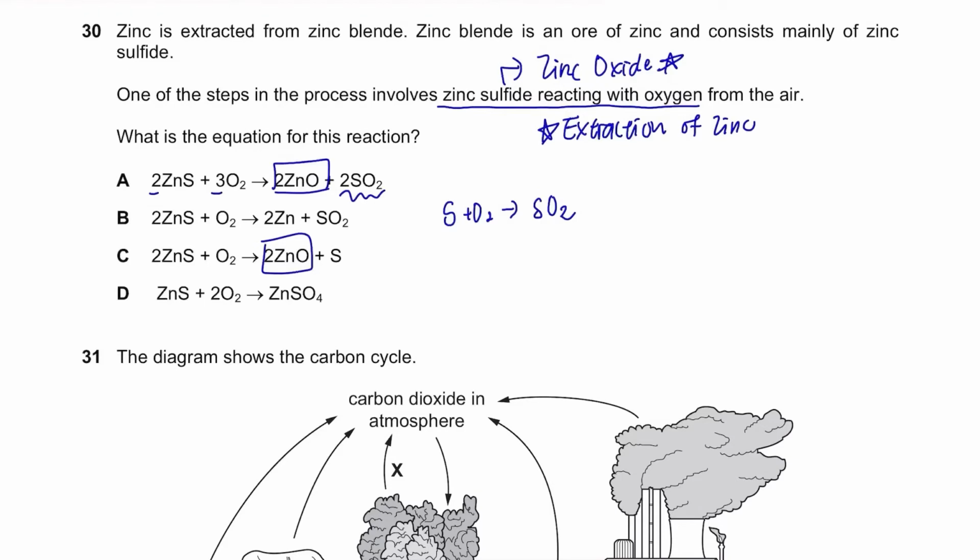Check that everything is balanced. And yep, the answer is A. 2 zinc sulfide plus 3O2 gives 2 zinc oxide and 2 sulfur dioxide.